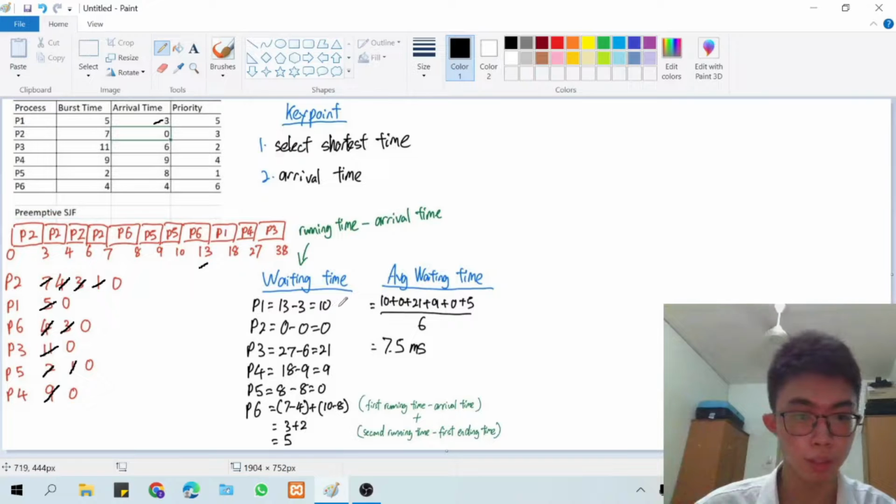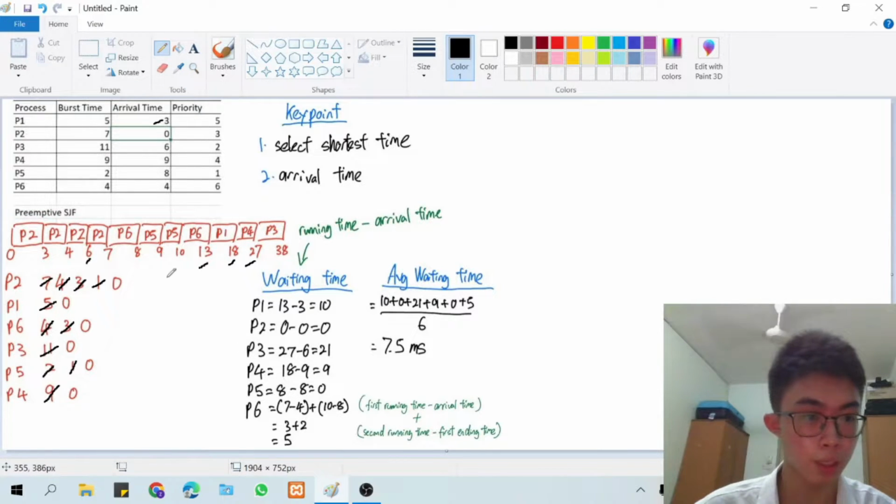For P1, its running time is at 30 millisecond minus its arrival time of 3 millisecond. We get the result of 10 millisecond for waiting time. For P2, the running time is 0 minus arrival time 0. For P3, its running time is 27 millisecond minus the arrival time of 6 millisecond. We get 21 millisecond as the waiting time.